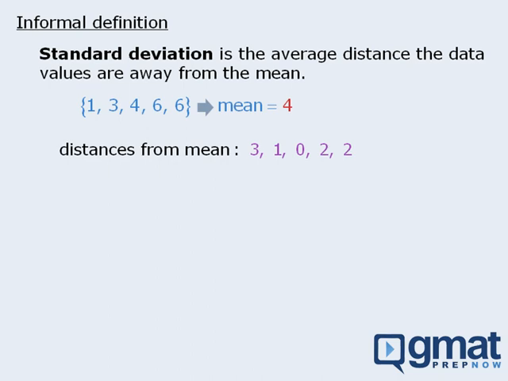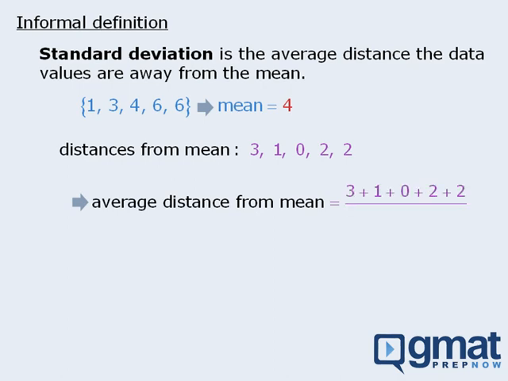Our informal definition says that the standard deviation is the average distance the values are away from the mean. To calculate this average, we will add up the 5 distances and then divide by 5. When we do this, we get a standard deviation of 1.6, which is close to the standard deviation we calculated using the formal definition. However, as I said, you will never be required to calculate the standard deviation of a set of numbers on the GMAT.